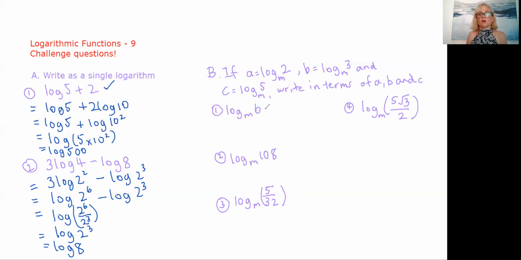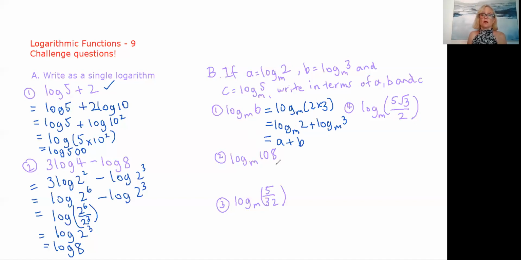The first one is relatively simple. Well, log of 6 to base m, well, let's replace 6 by 2 times 3. 2 to the 1 times 3 to the 1, same thing. All right. Log of a product is the sum of the logs. This one's fairly easy, so we can just replace it by A plus B.